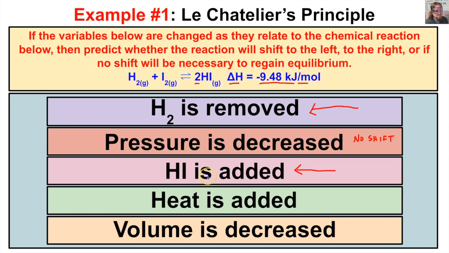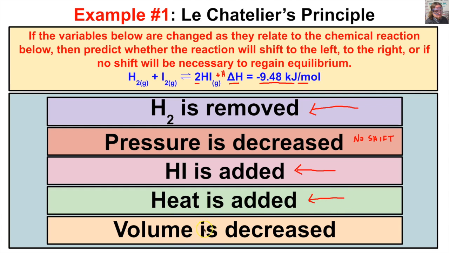What about if we add heat? Well, if we take a look here, this chemical reaction is exothermic. So heat can be considered one of the products of this chemical reaction right here. And so if we add heat to this, if we add more of this product here, that's going to be similar to us adding HI in the example previous. If we add heat to this system right here, this system is going to shift to the left to regain equilibrium. So by adding more heat or by adding more product to this chemical equilibrium, the reaction here is going to shift to the left to regain equilibrium.